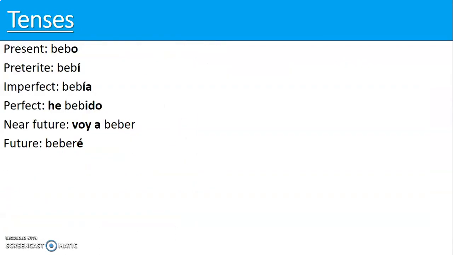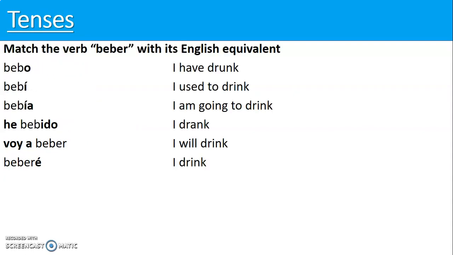This is now for ER and IR verbs. So the same thing you did for the AR verbs: just match up the left-hand side to the right-hand side. So pause the video and do that now, please.